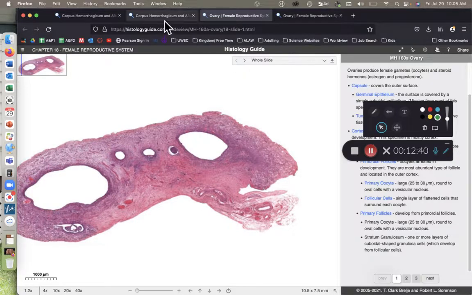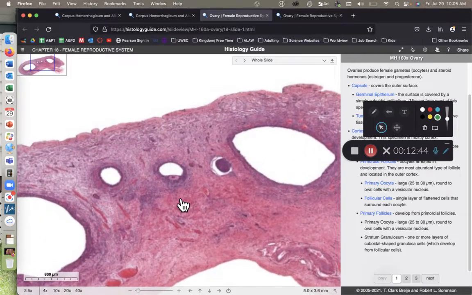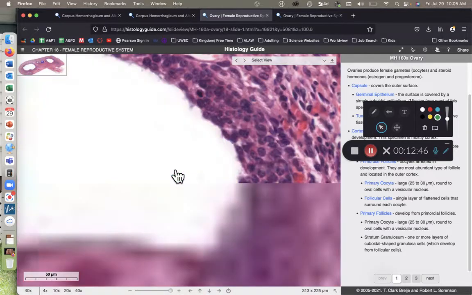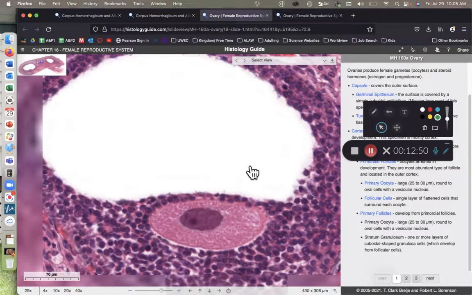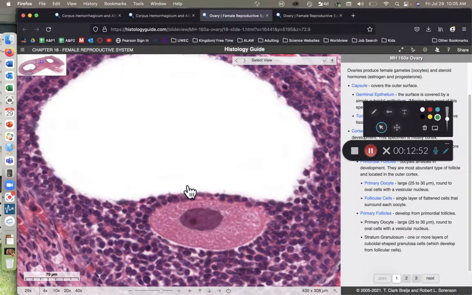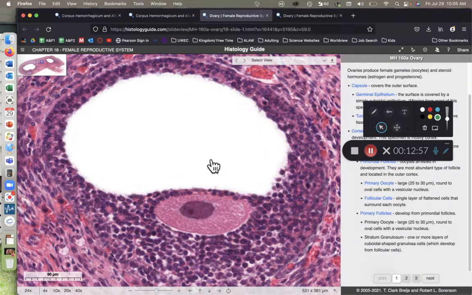So as we look at the tertiary follicle, it is going to have an antrum present. And as we look at the antrum, I want to emphasize that the antrum is this clear space within the follicle, and this is going to be filled with follicular fluid. Now as we look at this particular antrum, I'm going to categorize this as a mature or Graafian follicle.